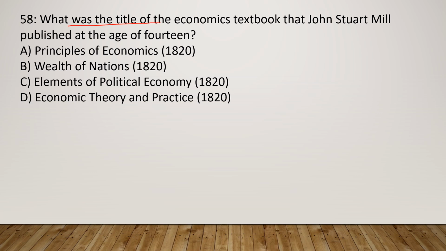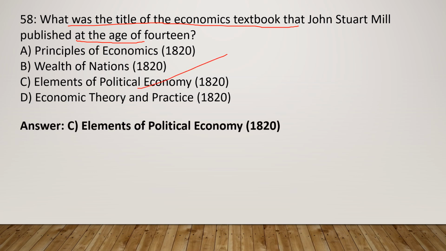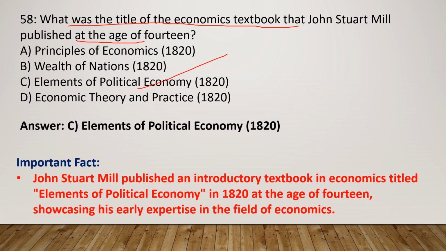What was the title of the economics textbook that John Stuart Mill published at the age of 14? It was Elements of Political Economy. John Stuart Mill published an introductory textbook in economics titled Elements of Political Economy in 1820 at the age of 14, showcasing his early expertise in the field of economics.